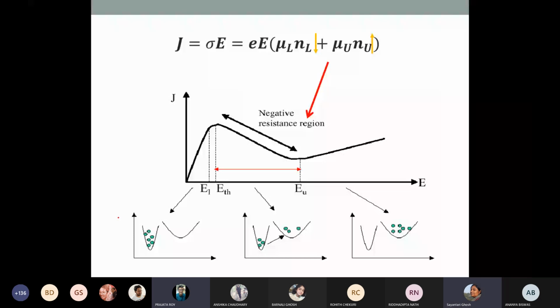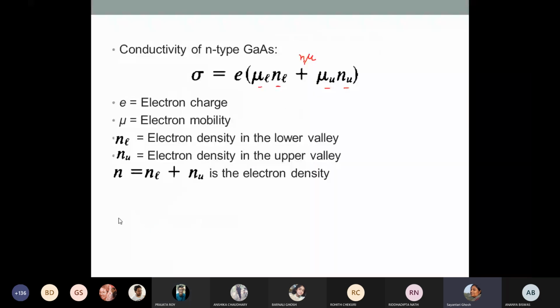So here we are just talking about the effective conductivity when some of the electrons are in the lower valley and some of them are in the upper valley. Okay, so we have to assign a value to the effective mu and the effective number N. The electron density in the lower valley is N L and in the upper valley is N U, and N equals N L plus N U is the total effective electron density, and mu is the electron mobility, which is different in both cases. This is the effective conductivity.